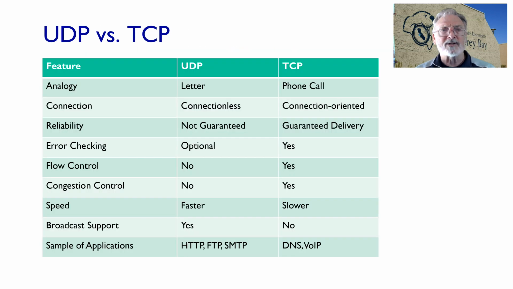This chart provides the contrast between UDP and TCP. You can see that UDP is faster than TCP and can support broadcasts. But if your application really needs reliable data transfer, TCP is the choice.